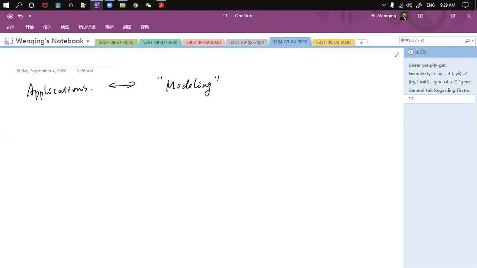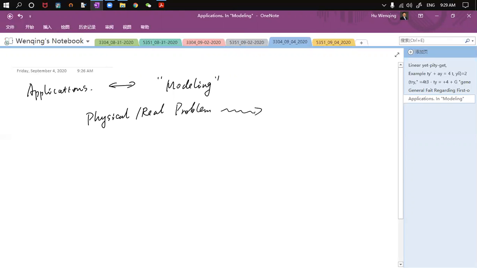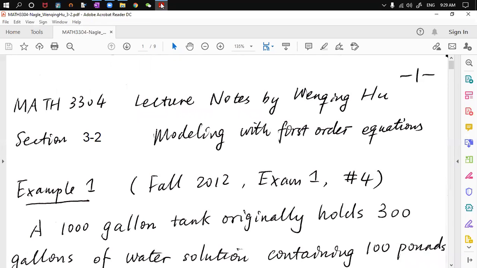So what's modeling? Modeling means that a physical or real world problem is going to be modeled by rate. You're going to find the word rate in your problem. As long as you have a rate, you can say that it is modeled by a differential equation. So that's the thing about the modeling of differential equations.